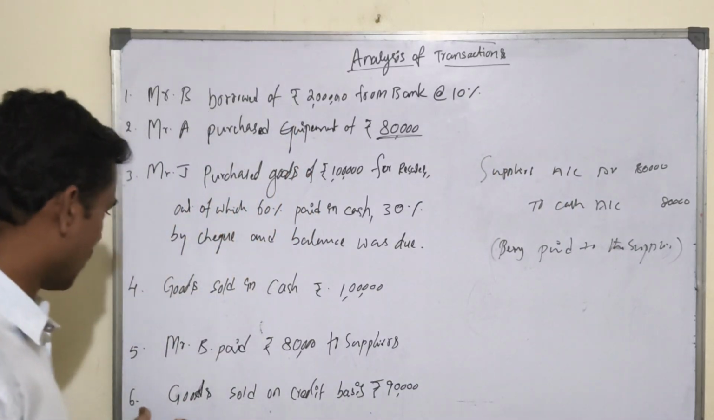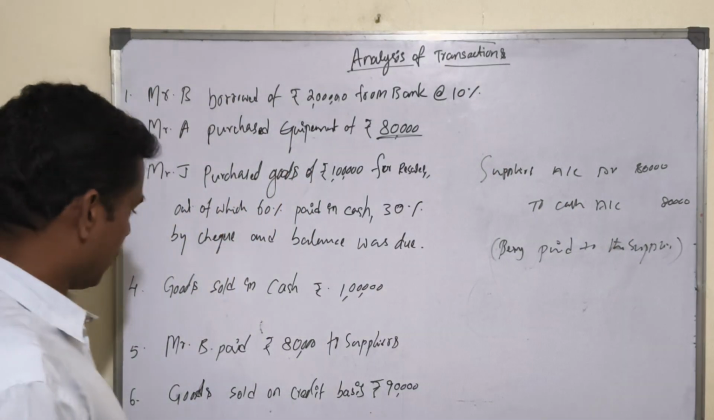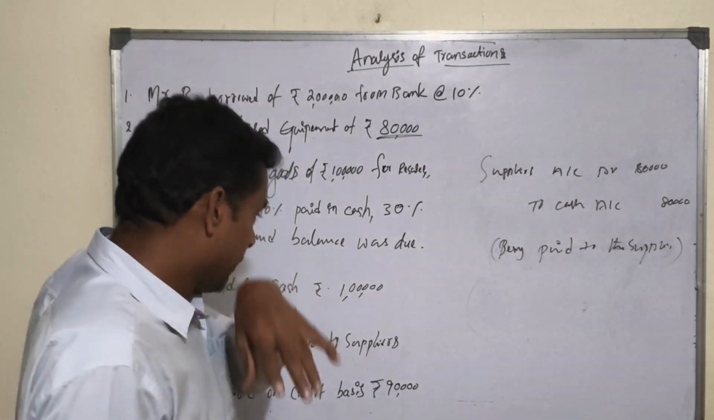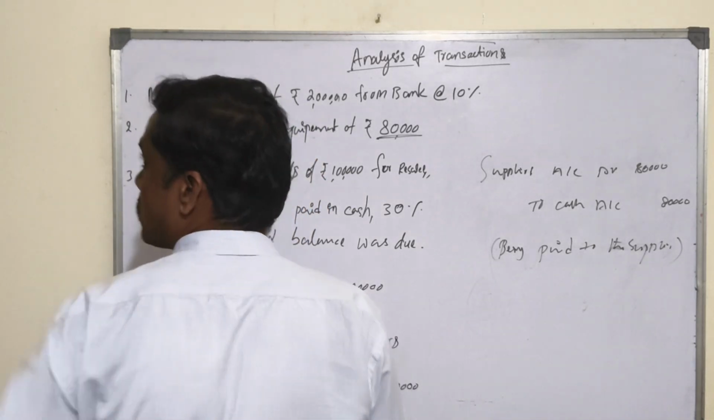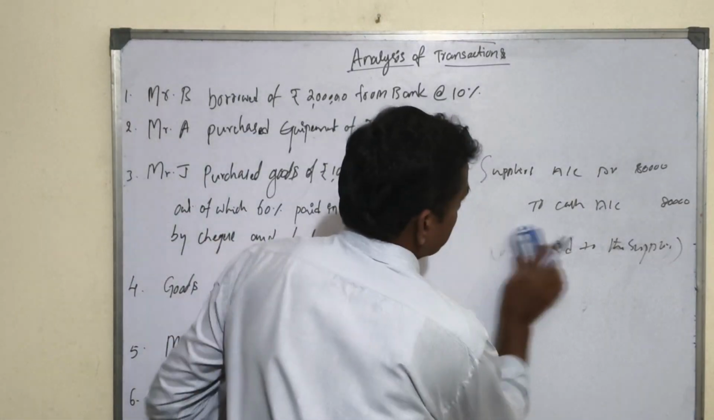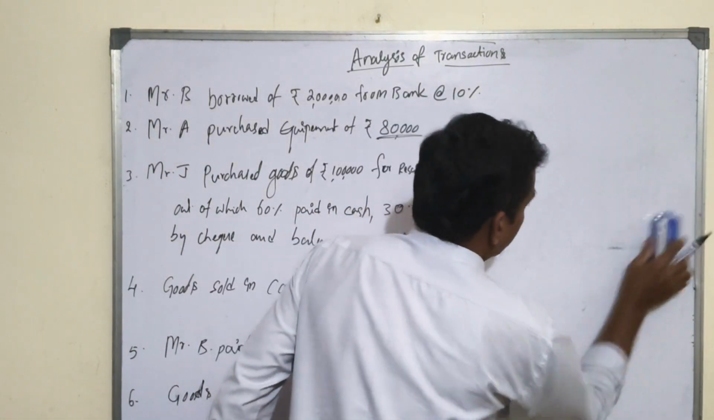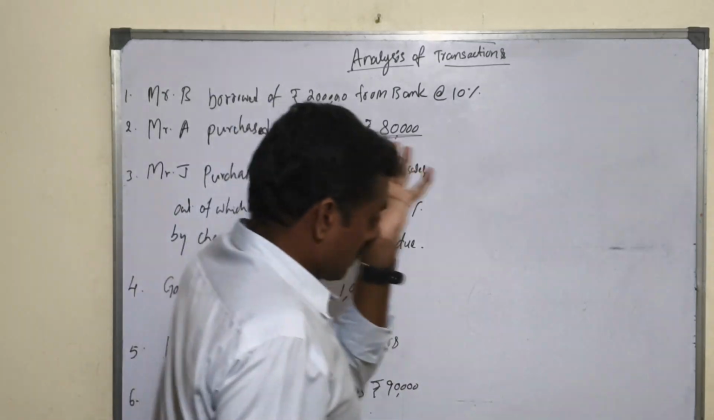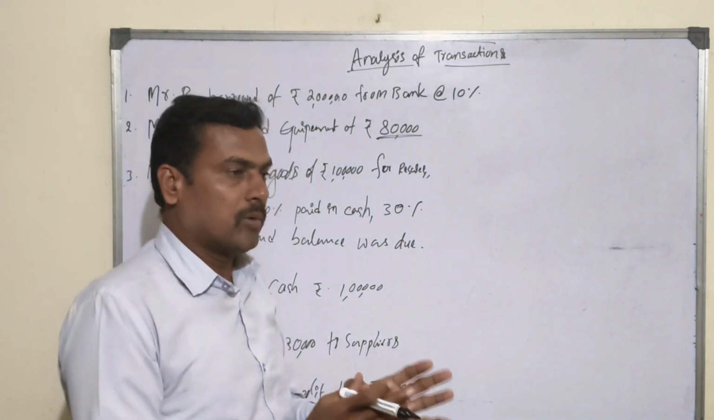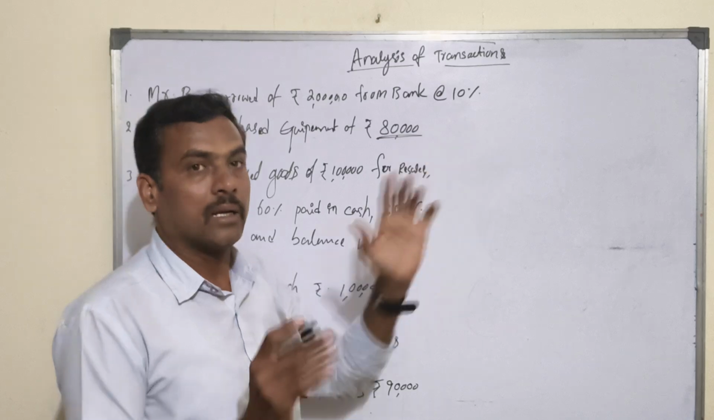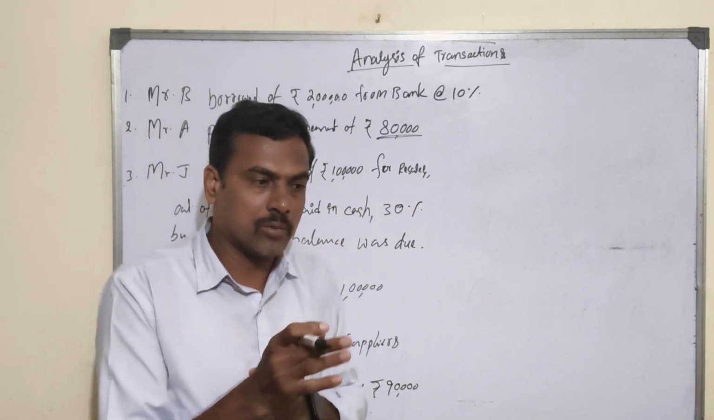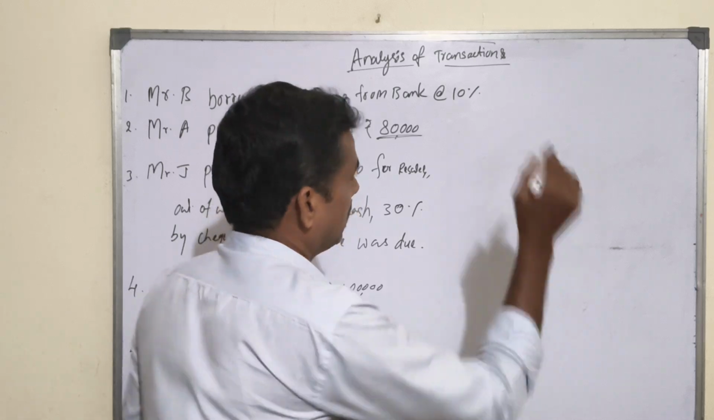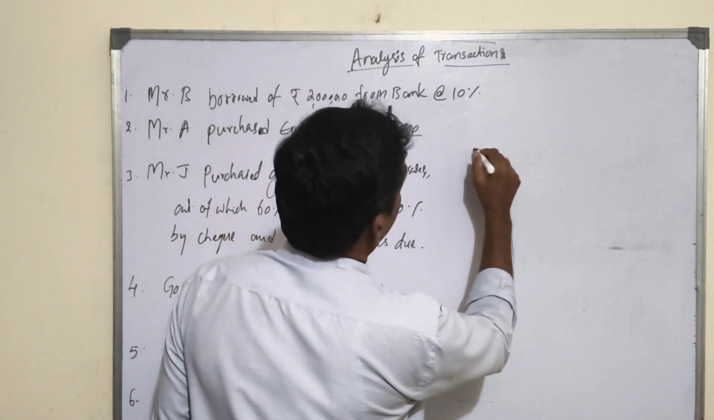Let's talk about the last example I have given here. Goods sold on credit basis of rupees 90,000. When goods are sold to customers on credit basis, what is the impact? Debtors will arise. Who are the debtors? The person who owes money to the company, right? Let's record the journal entry.